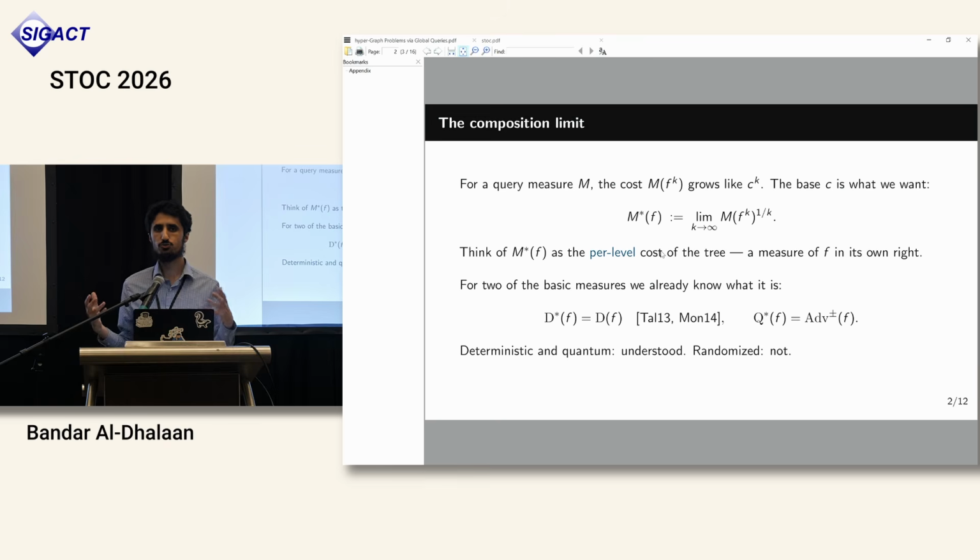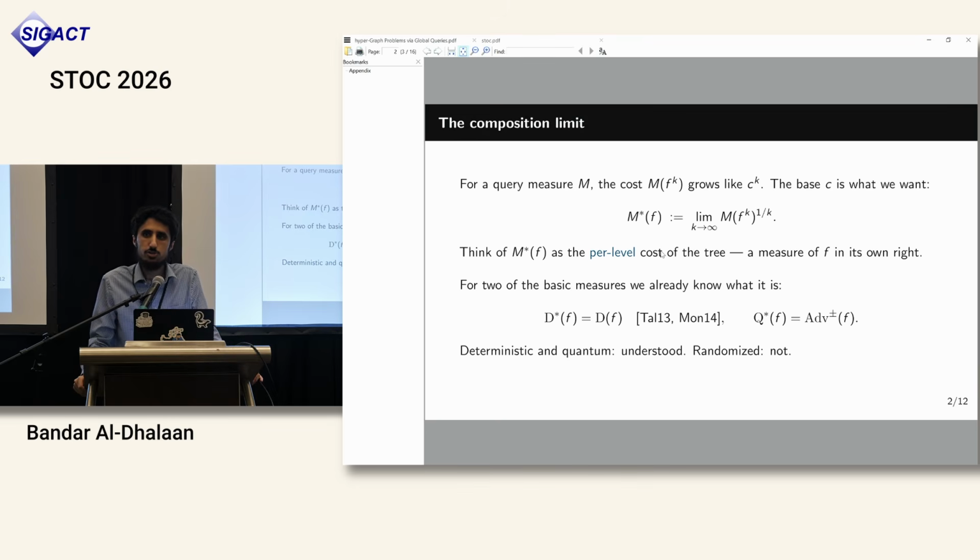Now, there are two famous measures in query complexity for which we already understand this composition limit. D star of f, for deterministic query complexity, is equal to D of f. In general, in query complexity, you study deterministic, randomized, and quantum query complexity. And that's part of the reason why quantum theorists like query complexity: it shows quantum advantage in very elegant ways. For quantum, Q star of f is known to be the negative weight adversary bound.